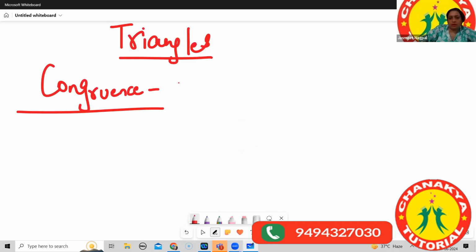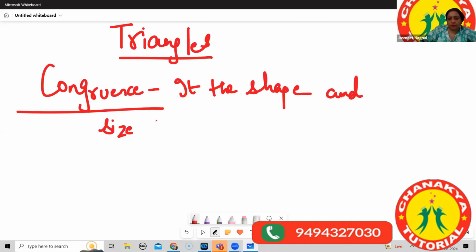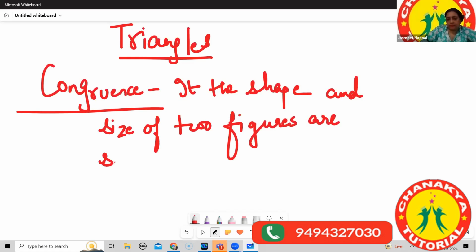So if the shape and size of two figures are the same, that is known as congruence. But you always have to compare two figures in congruence.